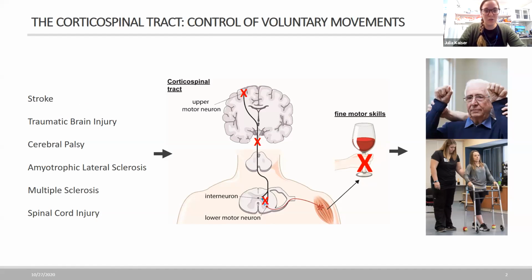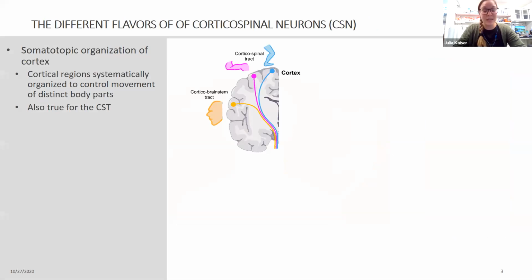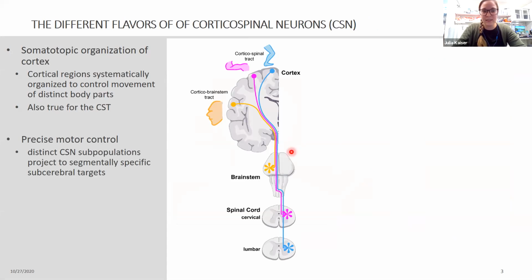One thing that is also known about the corticospinal tract, as for many other cortical areas, is that there is a so-called somatotopy to it, meaning that certain areas in the cortex and also in the corticospinal tract specifically control different parts of the body. And it does that by actually extending the axons to different target sites within the body, for example, found in the brainstem or in the spinal cord on cervical and lumbar levels.